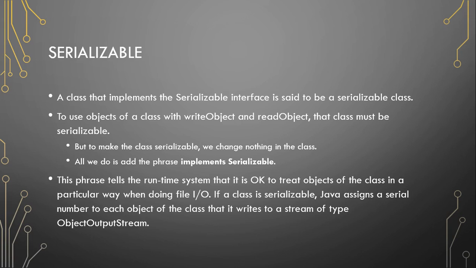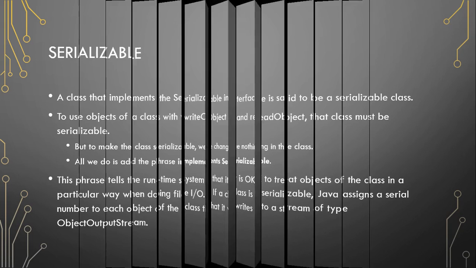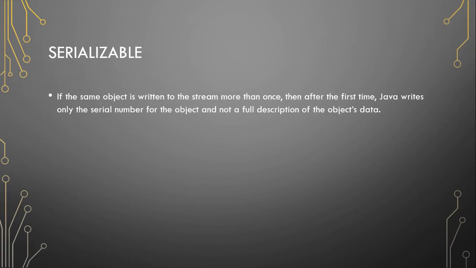Now what this phrase does is it tells the runtime system that it's okay to treat objects of the class in a particular way when doing file I/O. Therefore, if a class is serializable, Java assigns a serial number to each object of the class that it writes to a stream of type object output stream. If the same object is written to the stream more than once, then after the first time Java writes only the serial number for the object and not a full description of the object's data. This makes the I/O much more efficient and also helps keep your files a lot smaller.